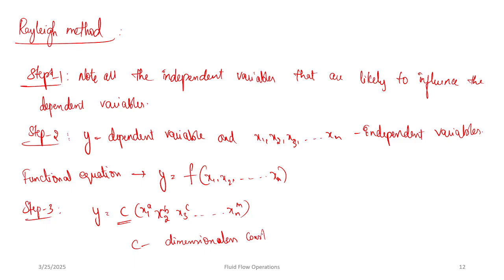Dimensionless constant, and a, b, c are arbitrary exponents. So instead of writing in terms of function, let's replace this function with some constant, and also let's raise these powers to some arbitrary exponents a, b, c. Okay.